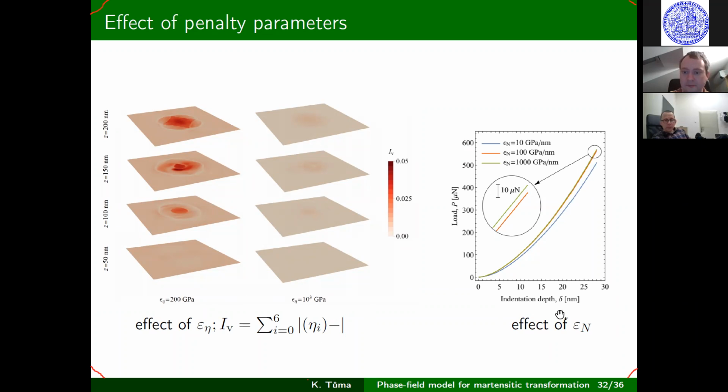The effect of the penalization parameter for the contact can be seen, for example, here. This is again the dependence of the load on indentation. It is just loading. There is no unloading. If we take a small value of the penalization, 10, it is the blue line. If we take 100 and 1000, it is close to each other. Finally, we took just 100, not 1000, to make the simulation a little cheaper.